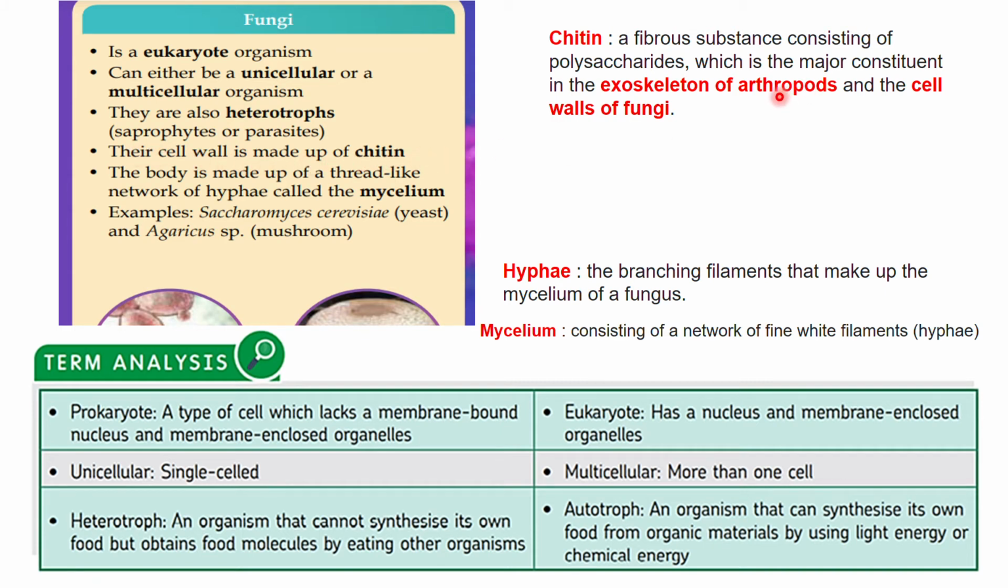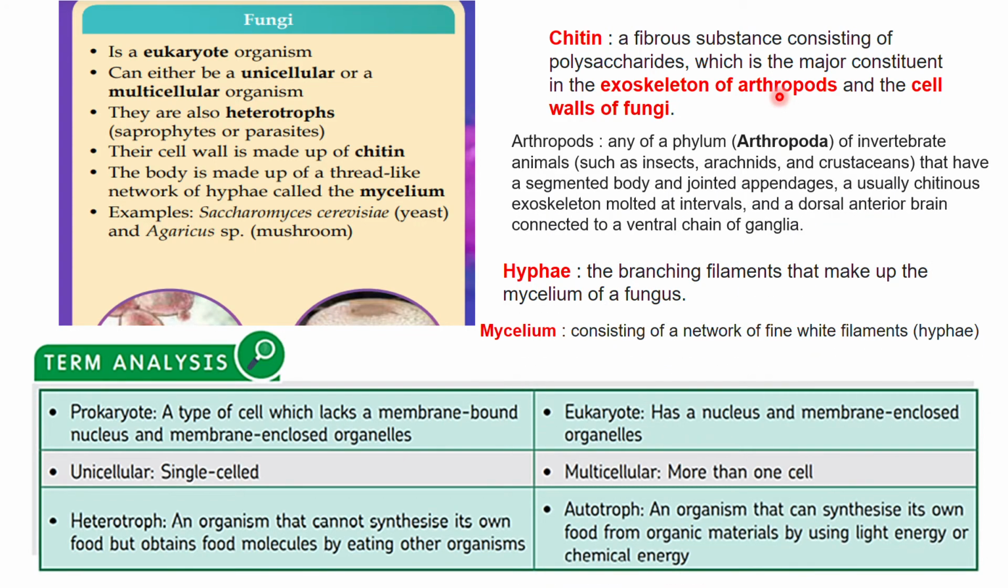Okay, arthropods, do you still remember the definition? Arthropods refers to invertebrates, animals without a backbone, such as the insects, the arachnids, the crustaceans, which have a segmented body and jointed appendages, from the phylum Arthropoda. Later on in the coming lessons, we will come across the term phylum when we go on with our taxonomy.